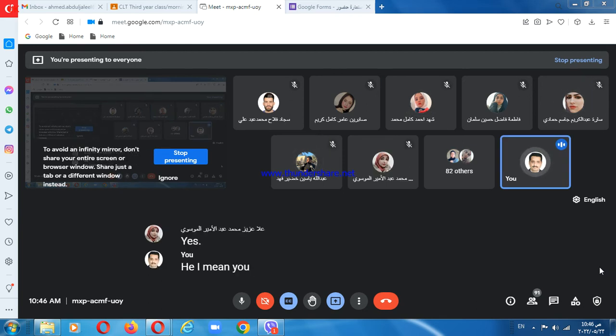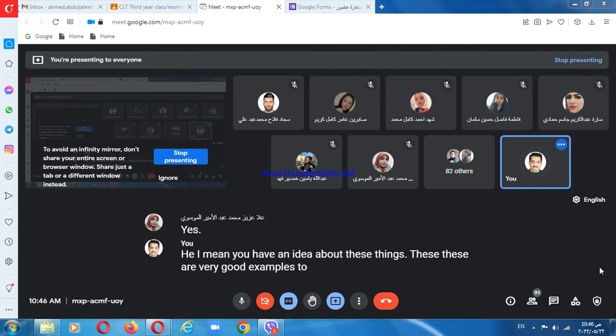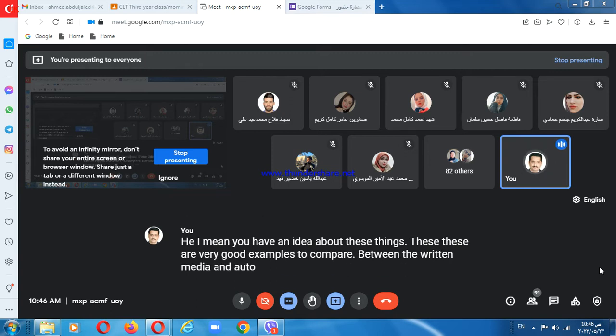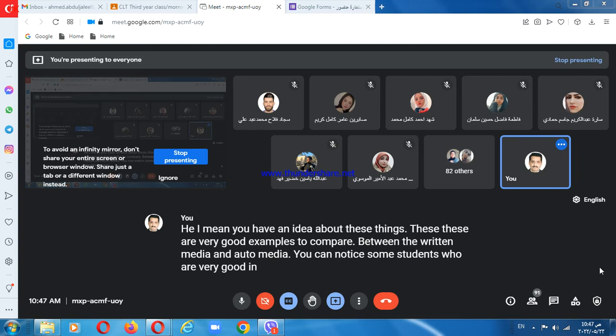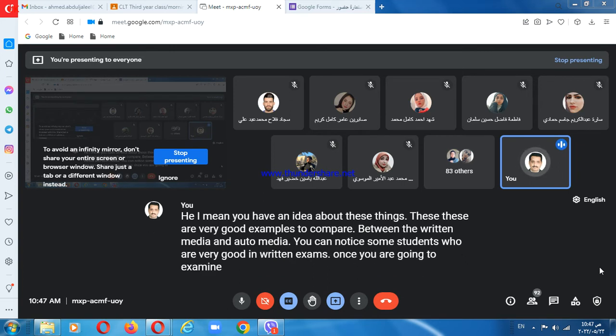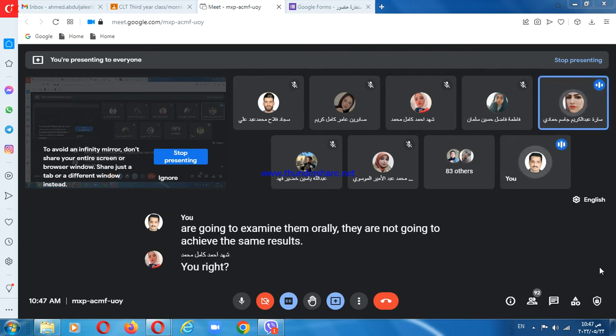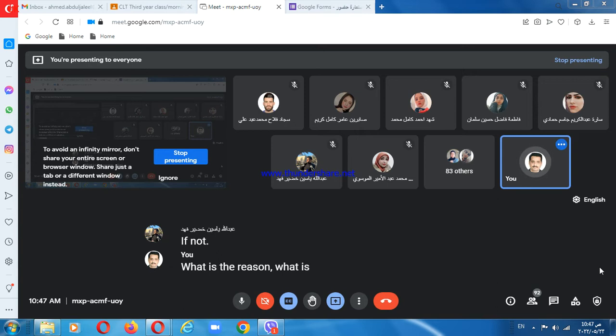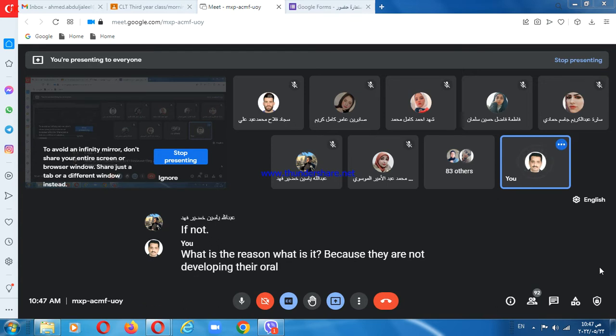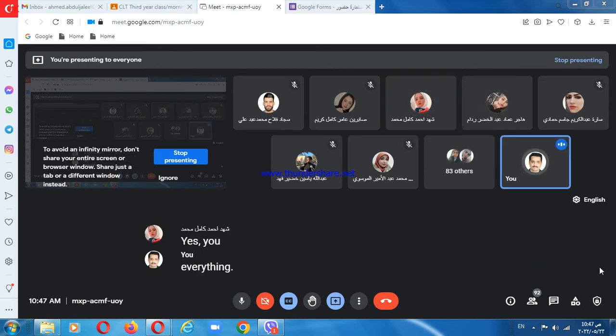Do you have an idea about these things? These are very good examples to compare between the written media and oral media. You can notice some students who are very good in written exams. Once you examine them orally, they are not going to achieve the same results. And what is the reason? Because they are not developing their oral skills equally with the abilities of writing.